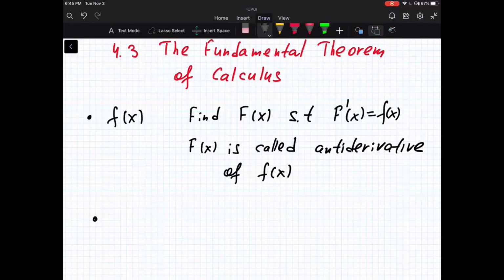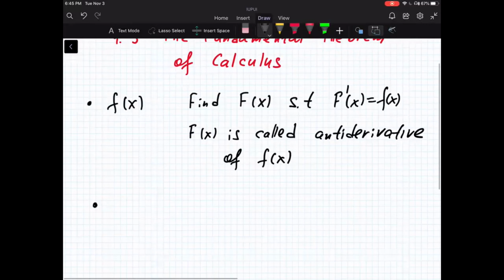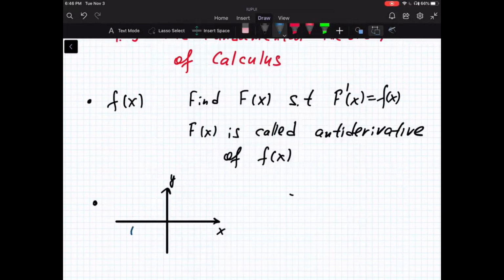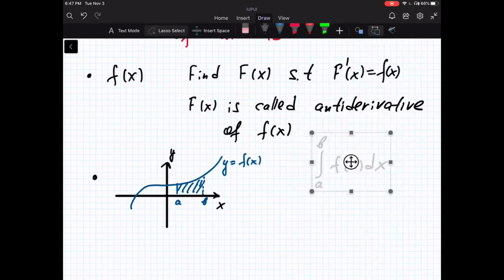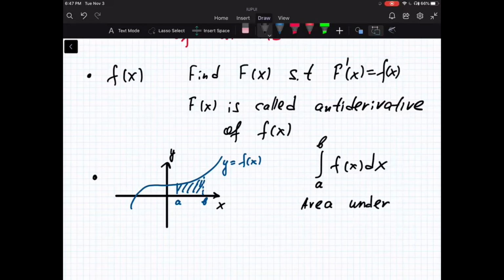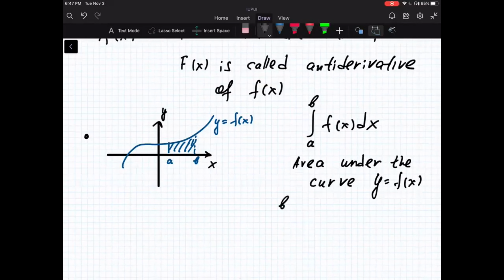And also last time we gave the definition of an area under a curve. So suppose you have some curve y equals f of x, and you are interested in an area between, say, A and B. The definition was by the approximation of our area by rectangles, and this area is given by the definite integral of f of x from A to B. So this integral gives you the area under the curve f of x between x equals A and x equals B.